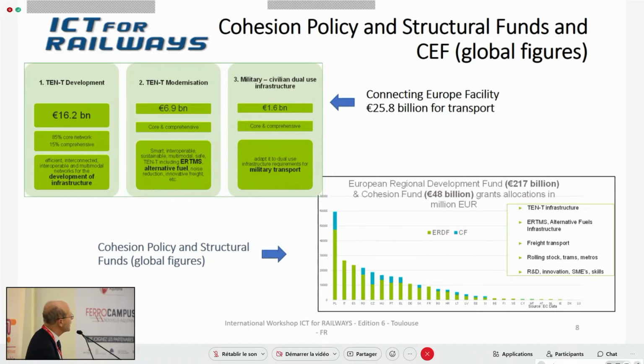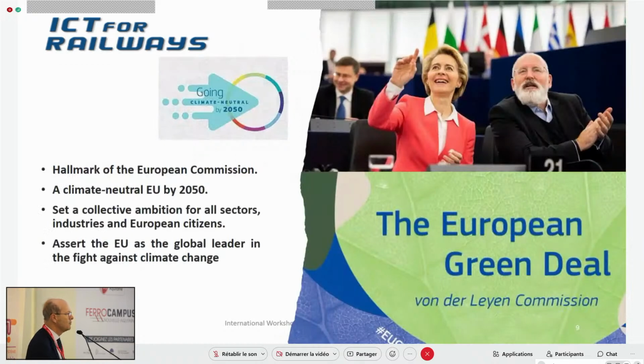If we go to the next slide, this is also one of the most important things, already mentioned a few minutes ago by the people from the Commission who took the floor: the European Green Deal has been launched by Madame von der Leyen when she was elected President of the Commission. It was more or less 2 years ago, and for her the hallmark of her policy was the Green Deal.